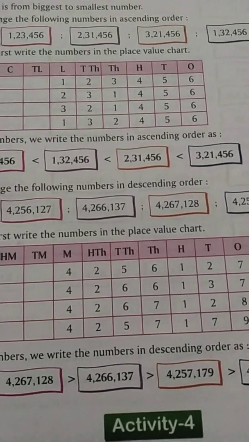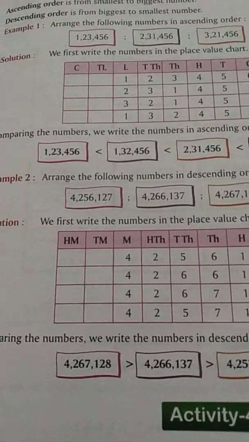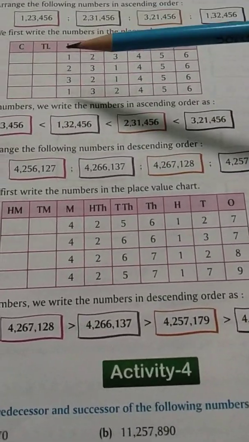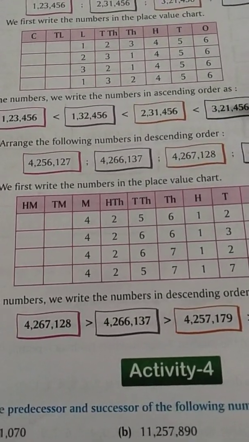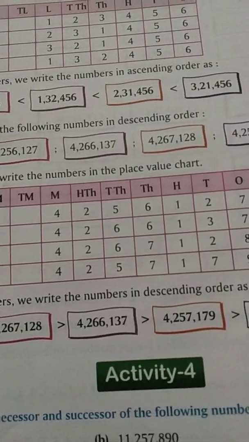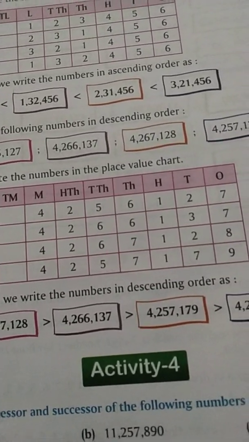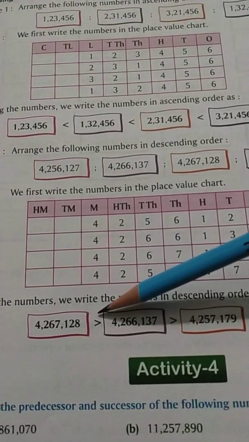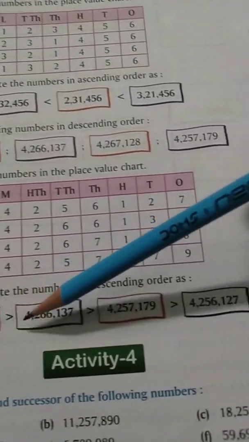Exactly like this, vice versa of this question, to arrange the numbers in descending order, we will follow the same method, but for descending order, we arrange the numbers from the greatest to the smallest and we put the sign of greater to the greater number, right?